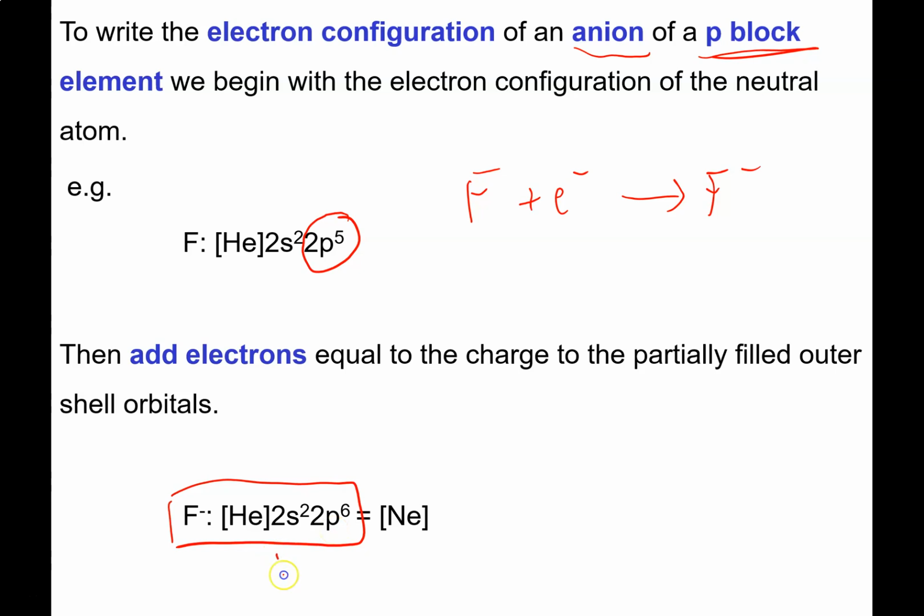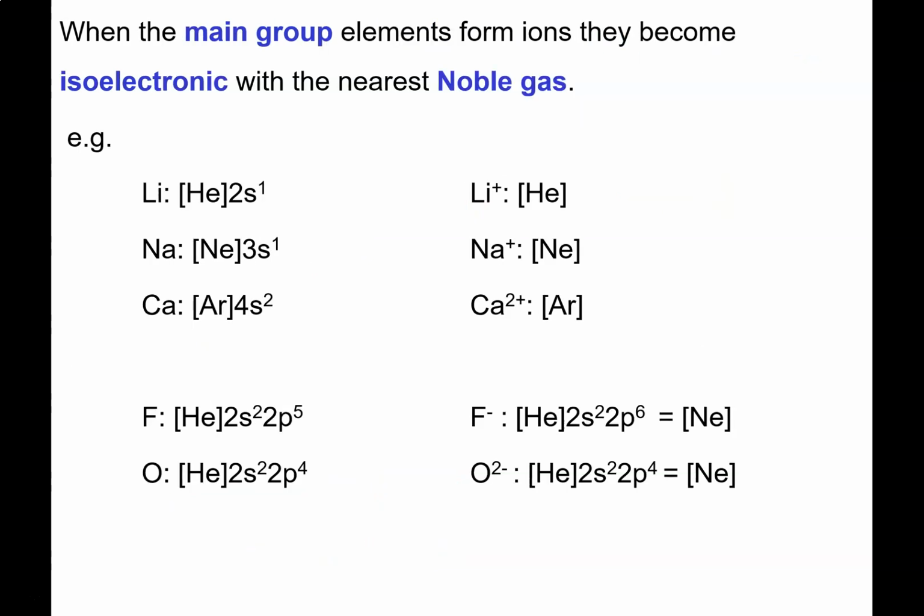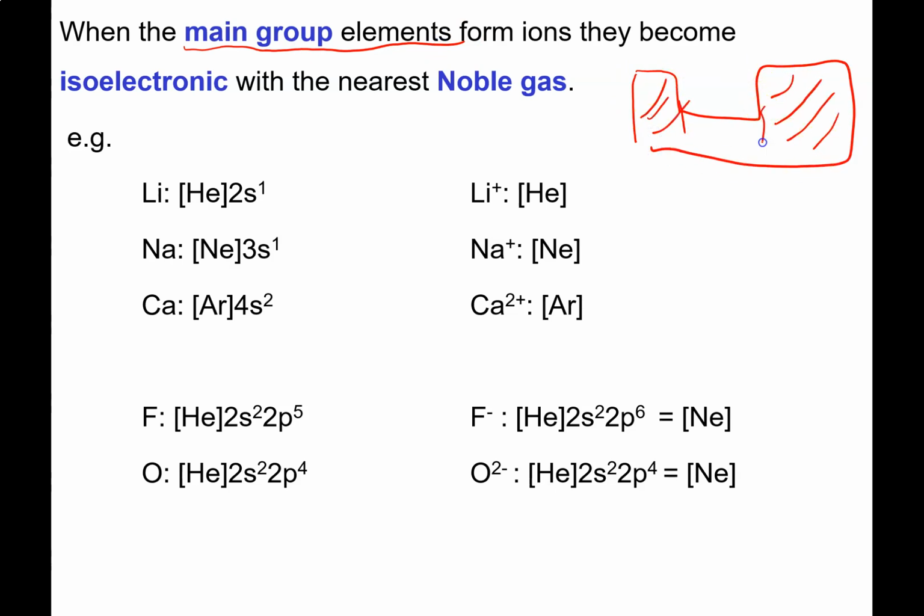And if you're sharp, you'll see that this adds up to 10 electrons, which is the same as the electron configuration for neon. So what you recognize at this point is, for what we call the main group elements, those are elements that are in either the P block or the S block of the periodic table, the two taller groups on the edges of the periodic table, when these elements form ions, they end up with the same number of electrons as the nearest noble gas.